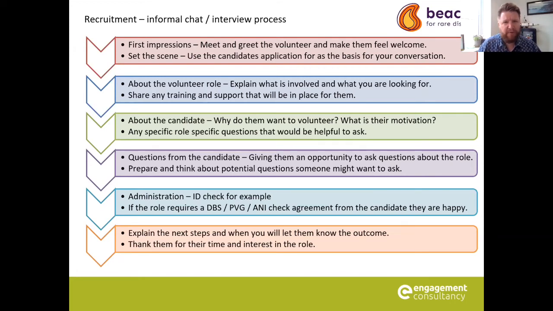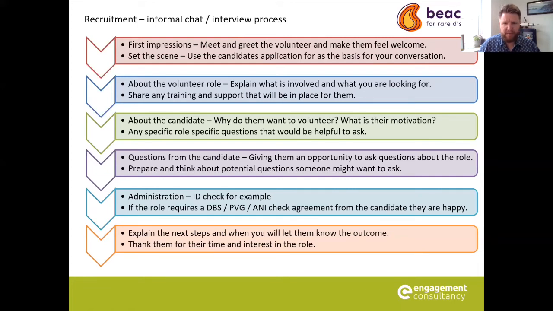Then asking about the volunteer. Why do they want to volunteer? What are they hoping to get out of volunteering? What's their motivation? What do they know about the charity? Are there any specific skills and experience that they want to learn or that they can bring, and anything they want to ask about the role? Anything from the volunteer side.